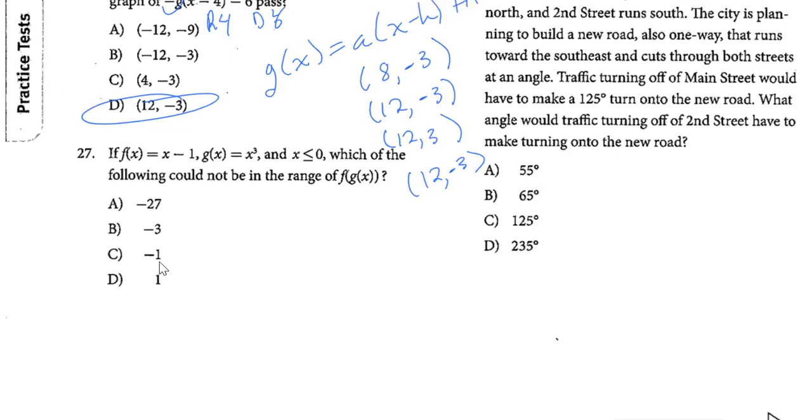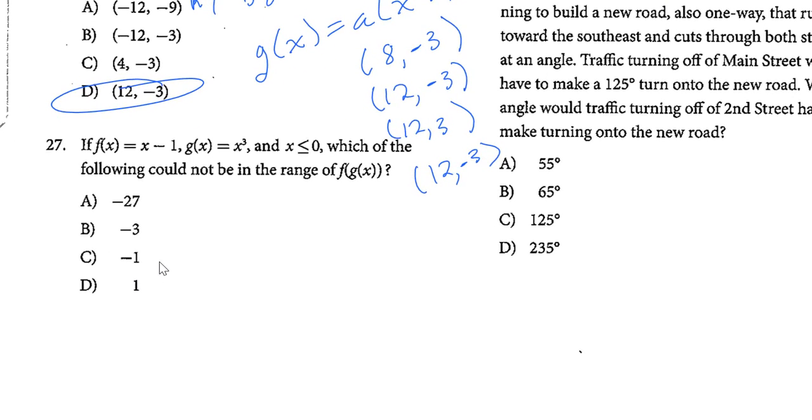All right, 27. If f of x is equal to x minus 1, g of x is equal to x cubed, and x is less than or equal to 0, which of the following could not be in the range of their composition? So if we think about the composition, it's f of g of x. So basically it means I'm plugging that in. So f of g of x is going to be x to the third minus 1. Because again, we only plug that term in where we see the variable x.